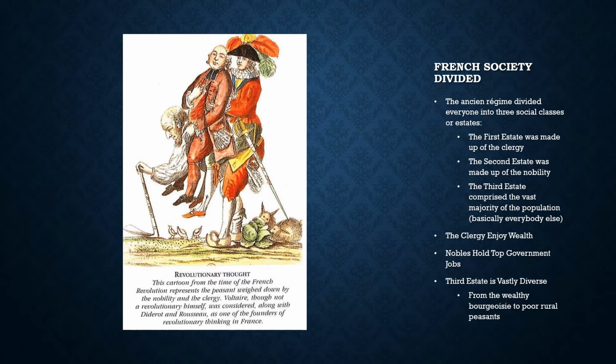And here we have a cartoon from that period representing the Third Estate there, carrying on his back the First and Second Estate. You can see he's kind of a farmer there carrying a clergyman, the man without a hat, and a noble, the man with the hat and the funny clownish looking collar.